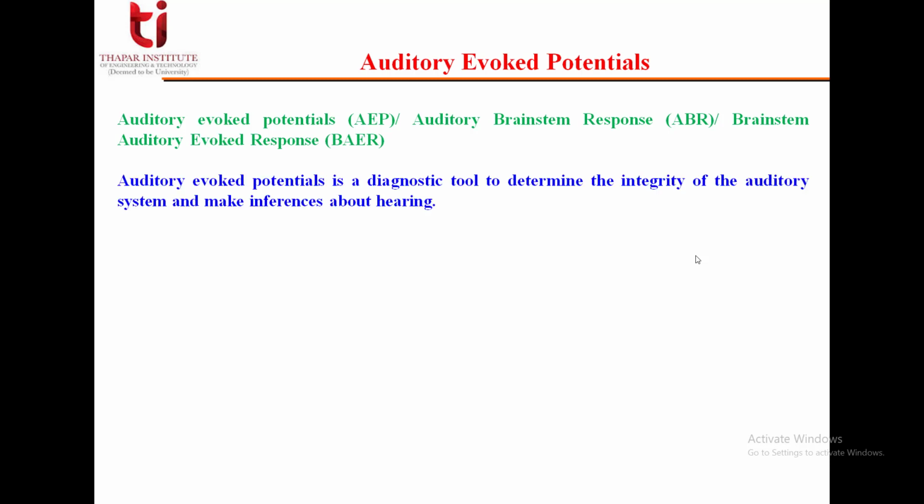So auditory evoked potentials are a diagnostic tool to determine the integrity of the auditory system and make inferences about hearing. Remember, performing auditory evoked potentials is not a hearing test, but it is a tool to predict hearing.